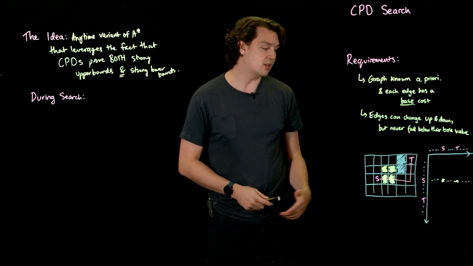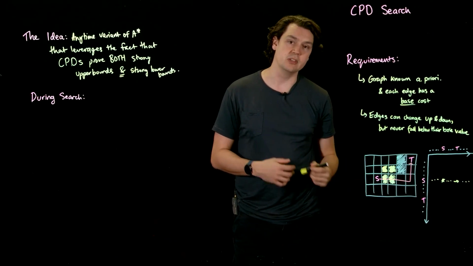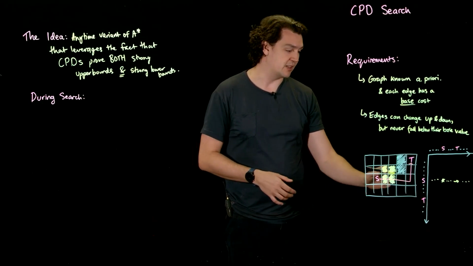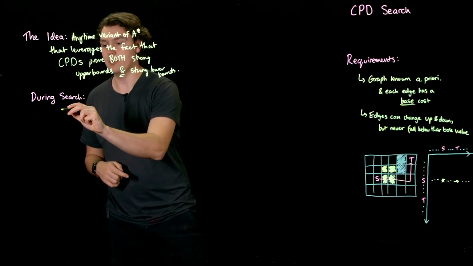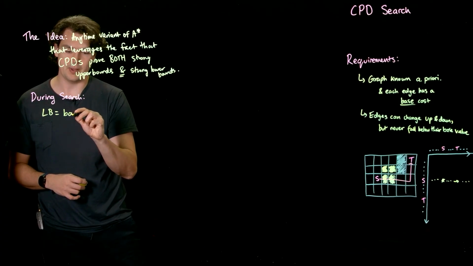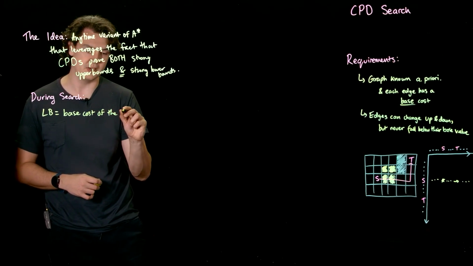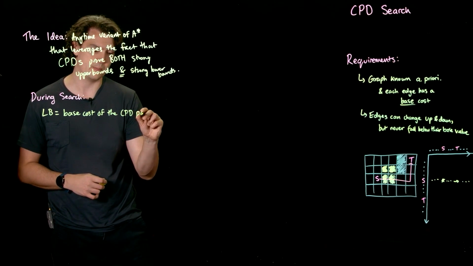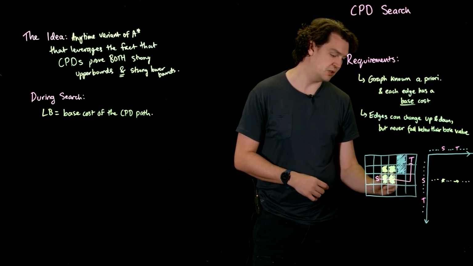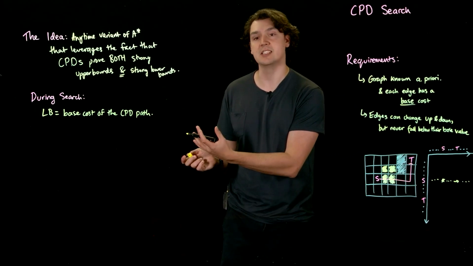We know that the cost of this path has changed now, right? There are these expensive regions the path's going through. Well, what we do is we just track this. So the lower bound is essentially just the base cost of the CPD path. Explicitly the CPD would have told us 1, 2, 3, 4, 5, 6. The CPD thinks we can get there optimistically in 6 steps.